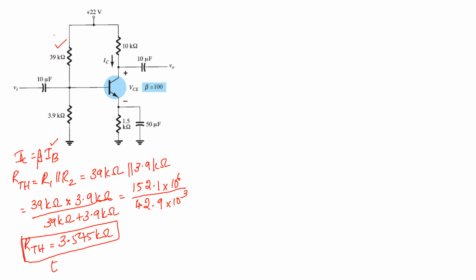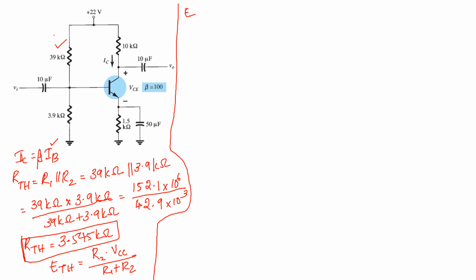Now the next value which you have to find out is ETH. ETH is equal to, what is the formula? VCC into R2 divided by R1 plus R2. So what you will be getting? ETH is equal to, what is your VCC? VCC is equal to 22 volt into, what is your R2? R2 is equal to 3.9 kilo ohm divided by R1 plus R2. That is R1 is equal to 39 kilo ohm plus 3.9 kilo ohm.